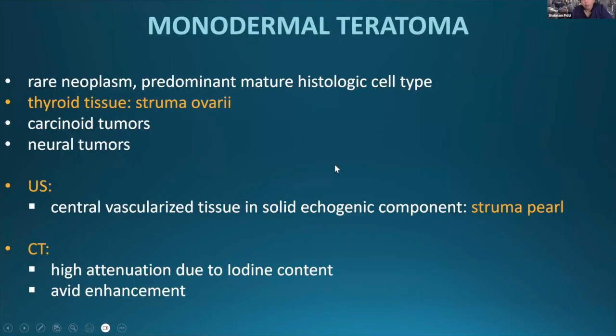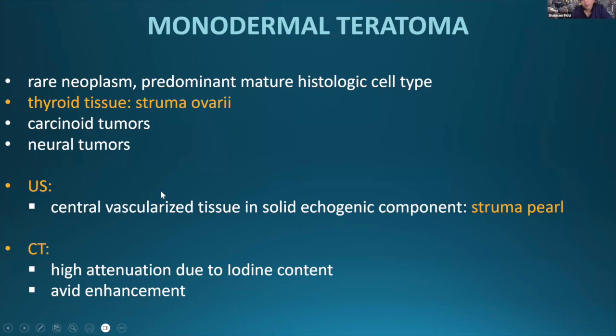I just included monodermal teratoma. It's really rare, and the predominant cell type is actually thyroid tissue, but it has some characteristic findings on imaging, so I want to include that. The thyroid tissue is actually called struma ovarii.